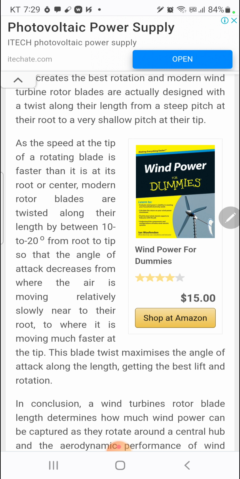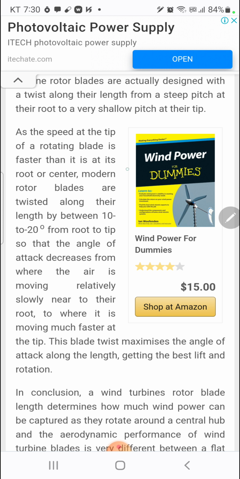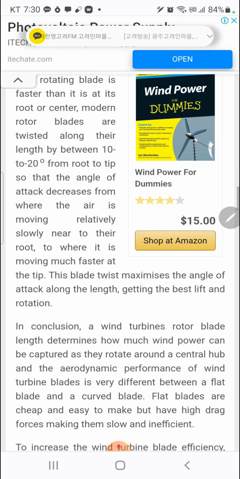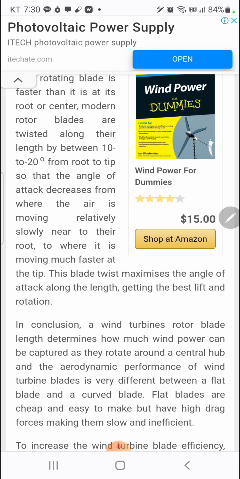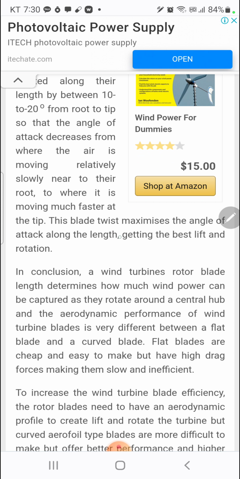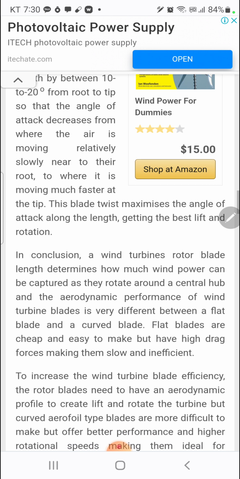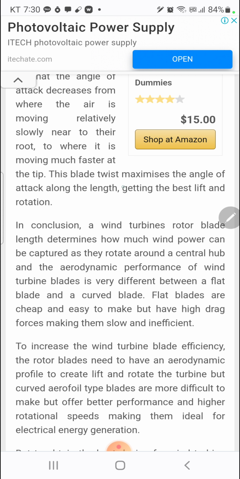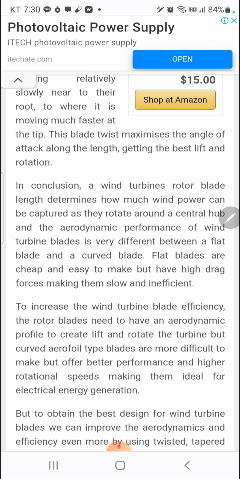As the speed at the tip of a rotating blade is faster than it is at its root or center, modern rotor blades are twisted along their length by between 10 to 20 degrees from root to tip, so that the angle of attack decreases from where the air is moving relatively slowly near their root to where it is moving much faster at the tip. This blade twist maximizes the angle of attack along the length, getting the best lift and rotation.